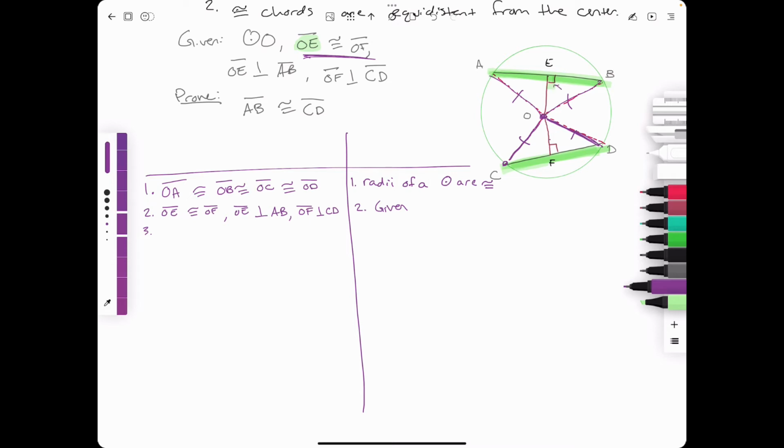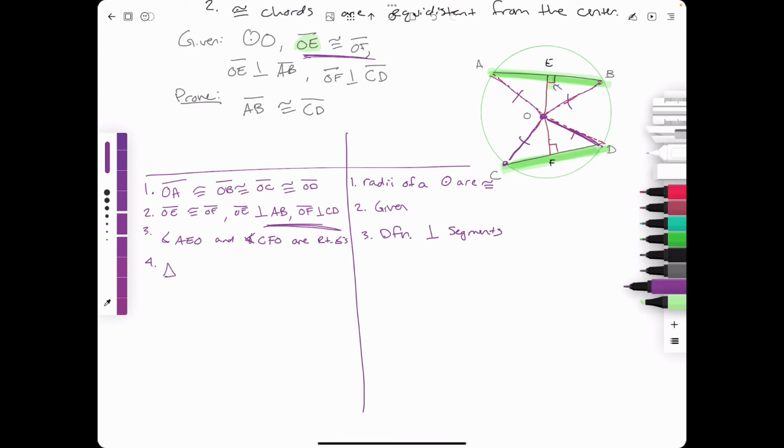We know that these are right angles, right? We said that right here, but we didn't say they're right angles, so we can say angle AEO and angle CFO are right angles. That's just the definition of perpendicular segments.